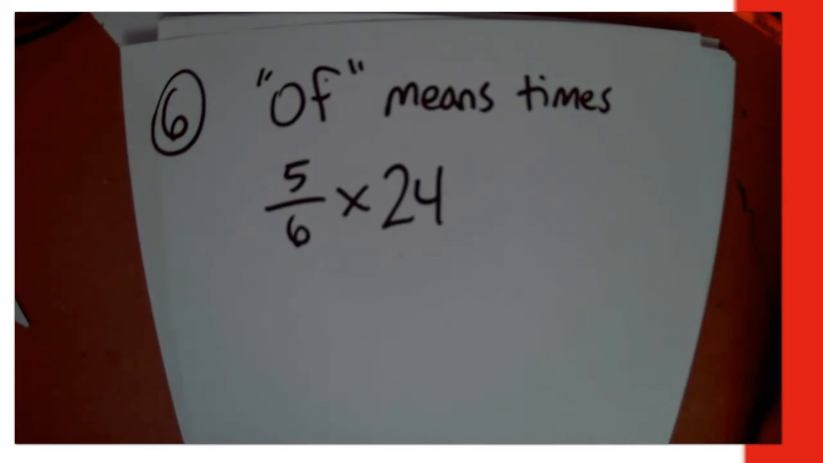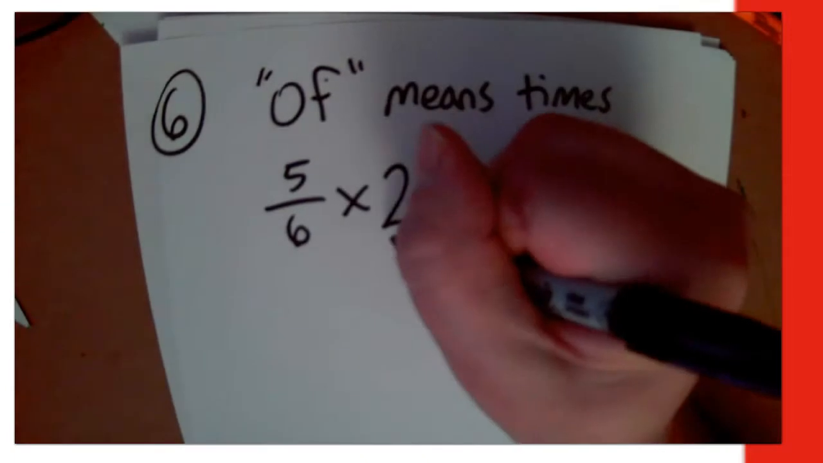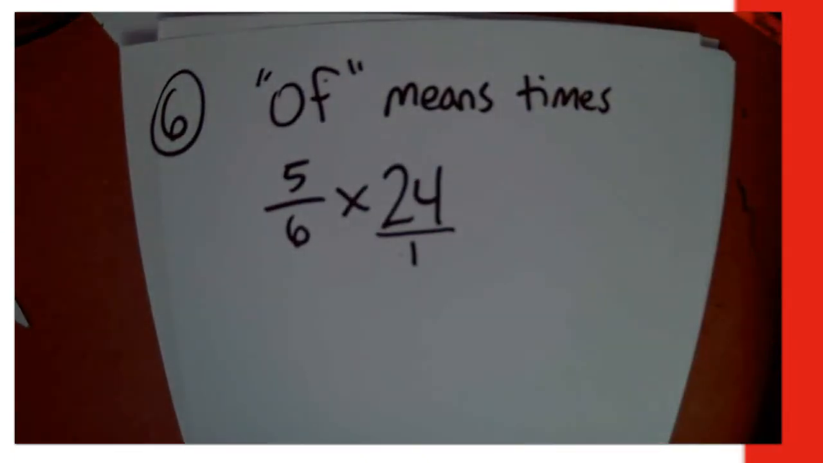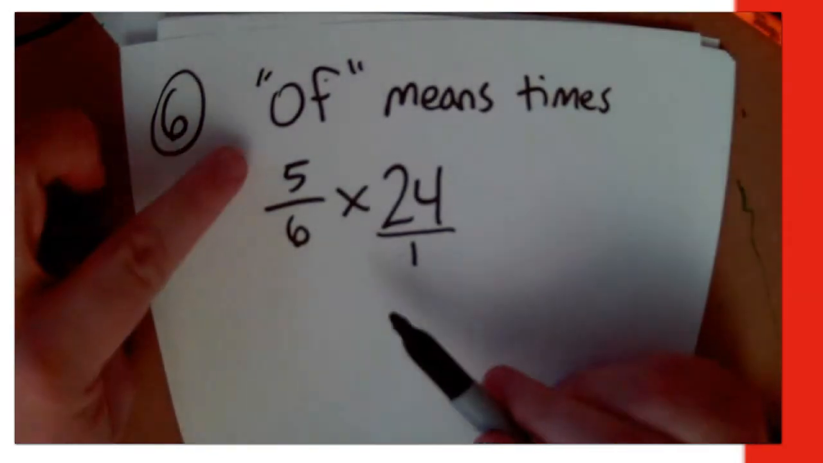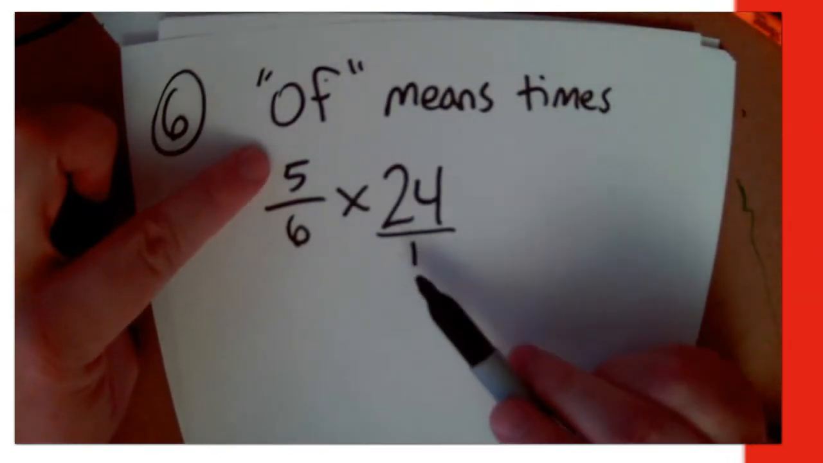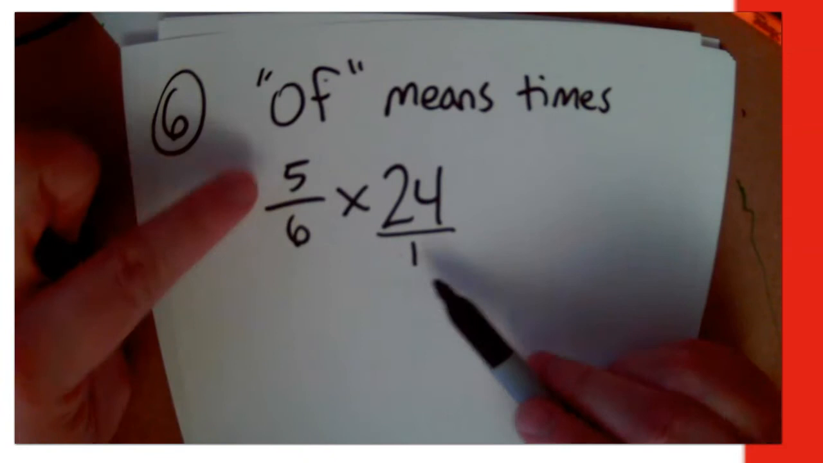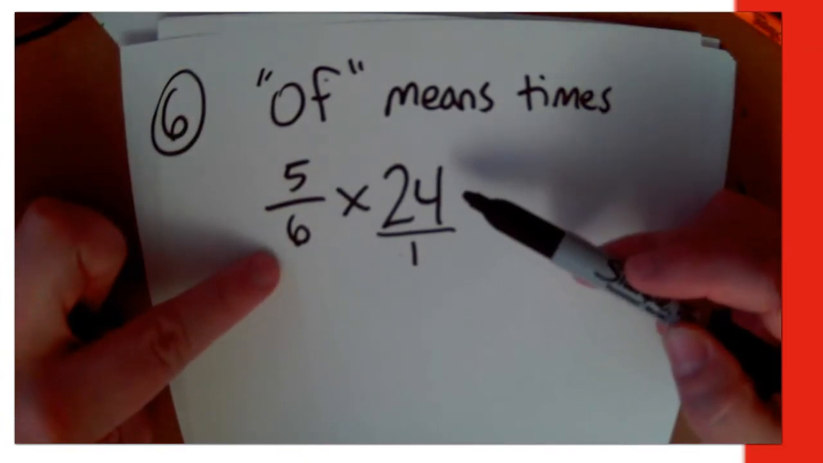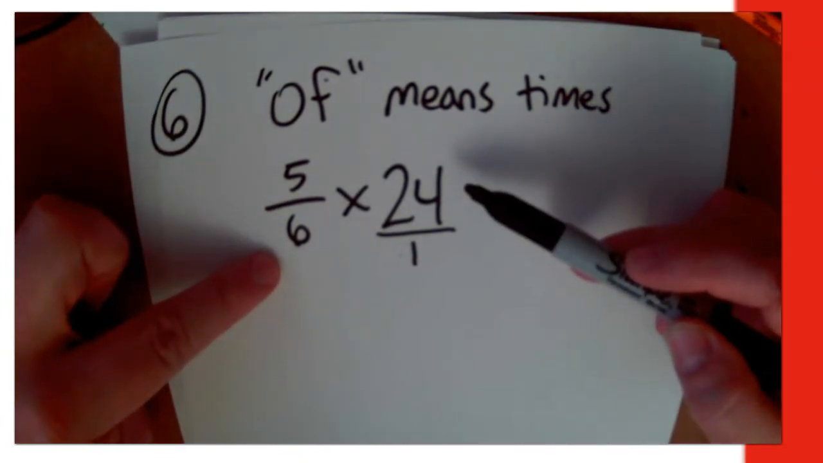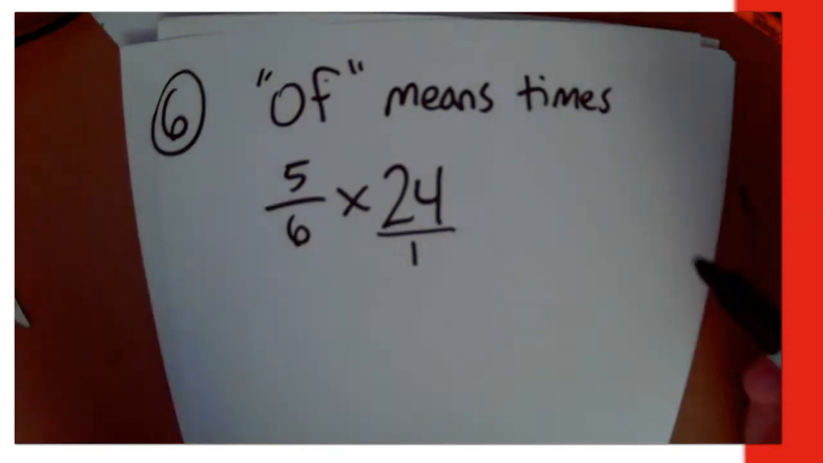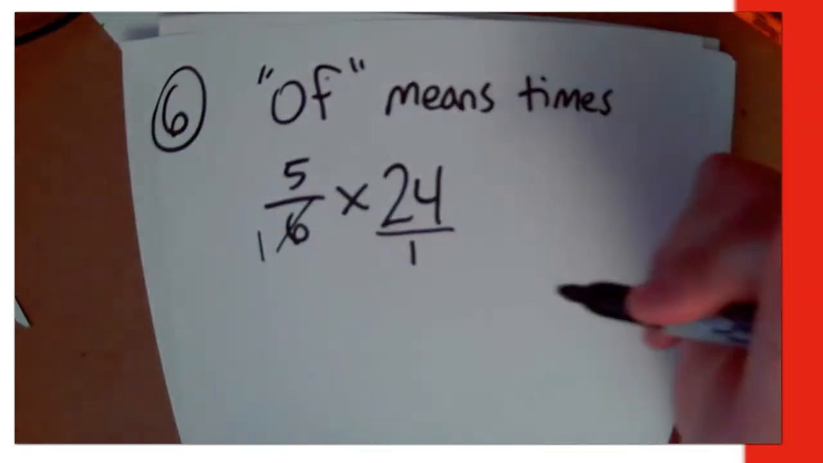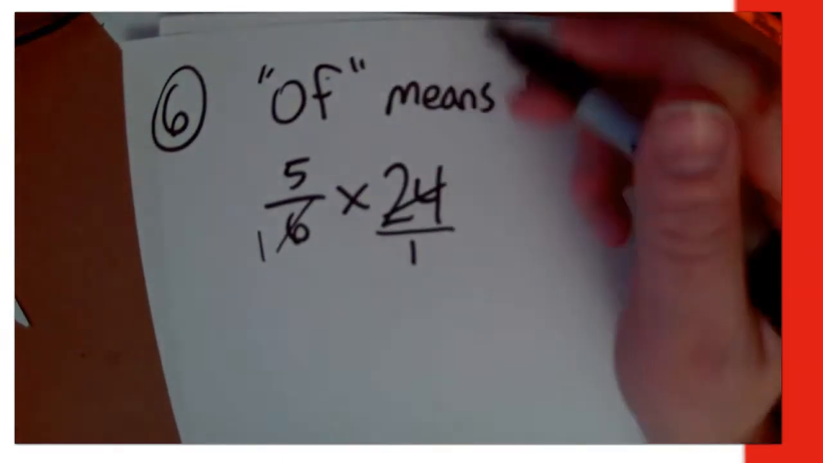Right now, we just solved that. I'm going to take 24 and put it over 1 because I know that's what I can do with any whole number to make it a fraction. I can think cross-simplify. 5 and 1, not going to happen. The 1 is as small as it can get. How about the 6 and 24? Hey, wait a minute. I think I'm onto something here. 6 goes into 24. So 6 divided by 6 is 1, and 24 divided by 6 would be 4.